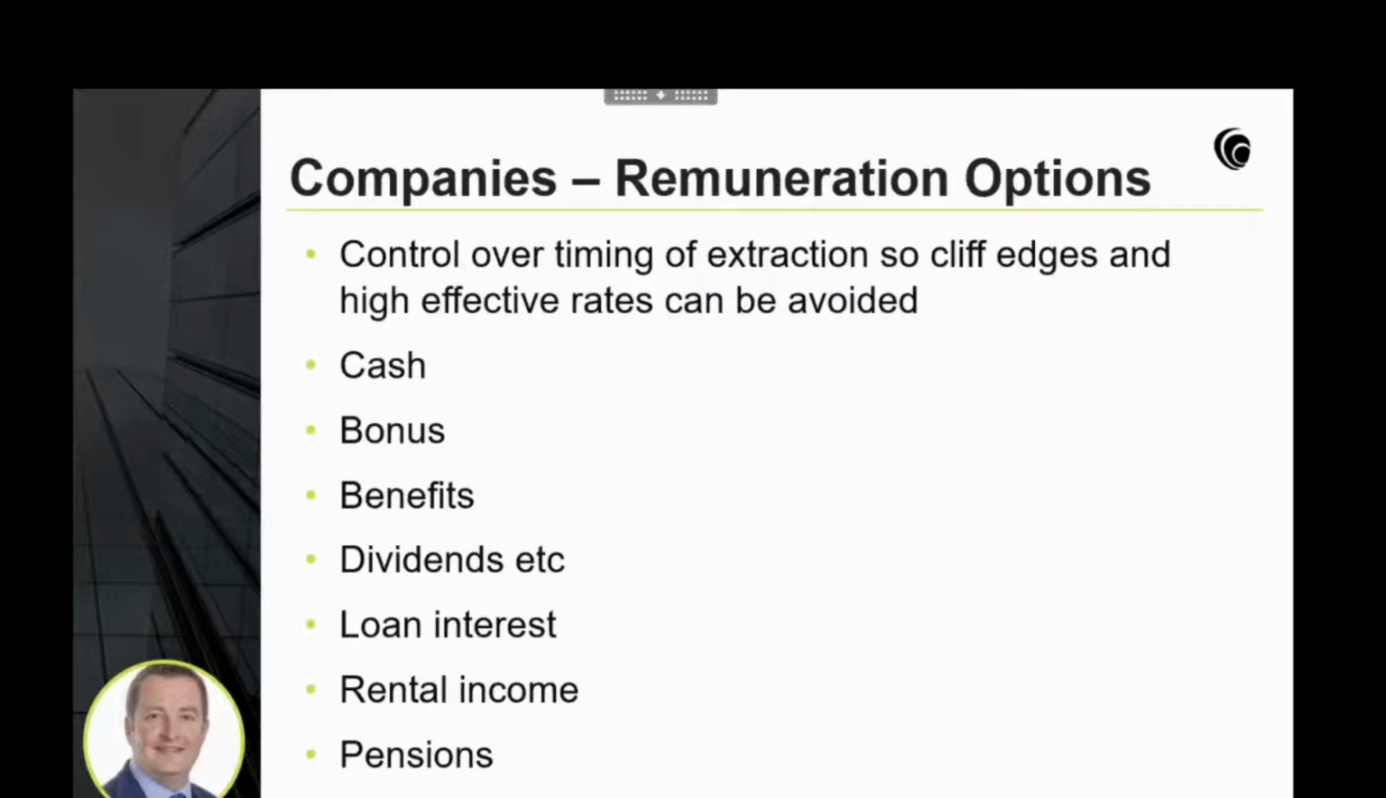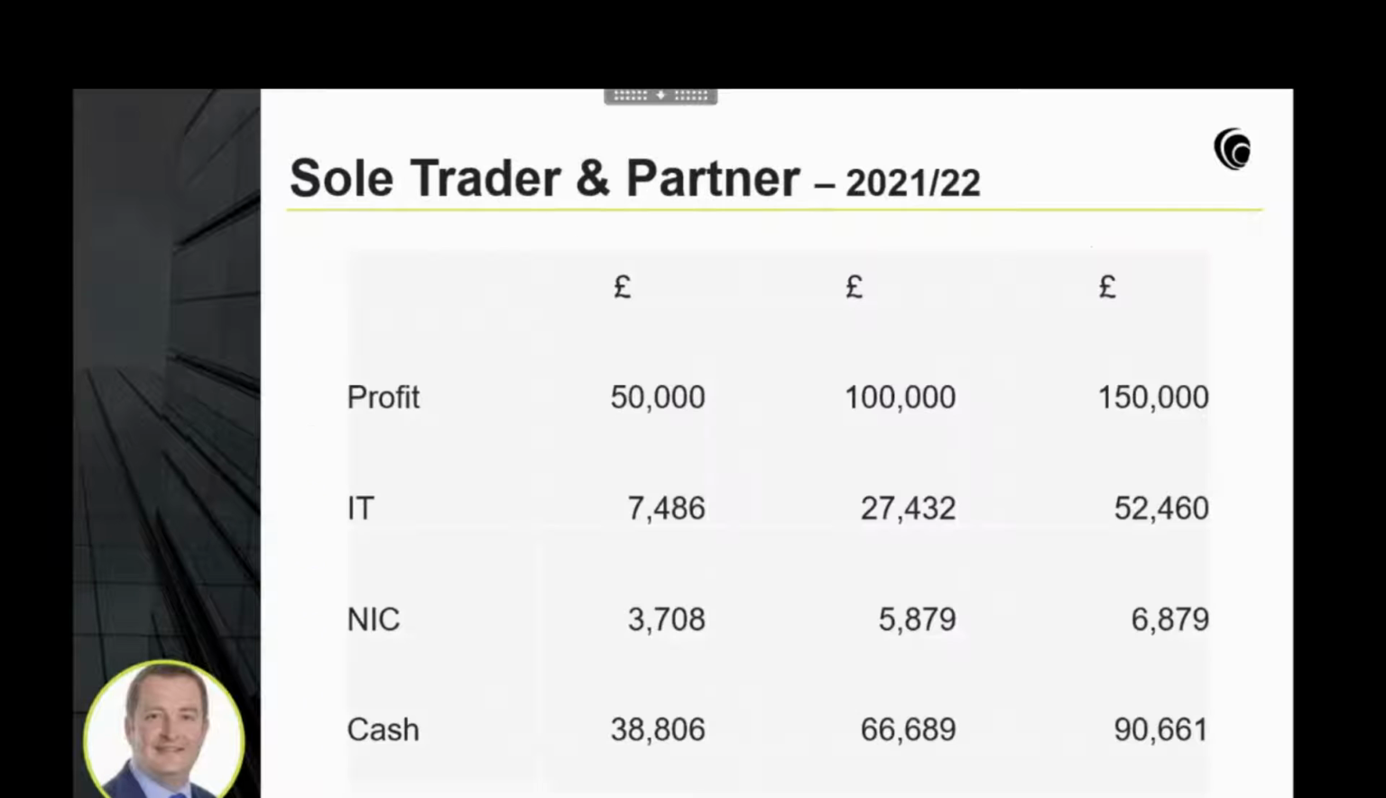So let's look at some comparisons, and I will simply compare dividend income from a company with profit being taxed as it arises in the situation of a sole proprietor or a partner of a partnership or member of an LLP. I should firstly say that there's 4 or 5 slides here full of numbers, and it's going to be difficult for me to really explain the numbers in any detail. I'll try and draw out the key points.